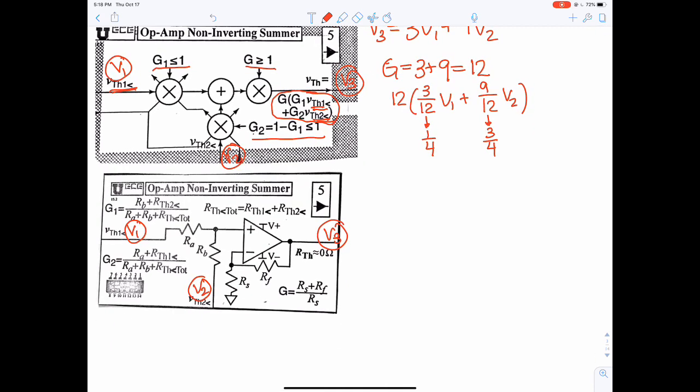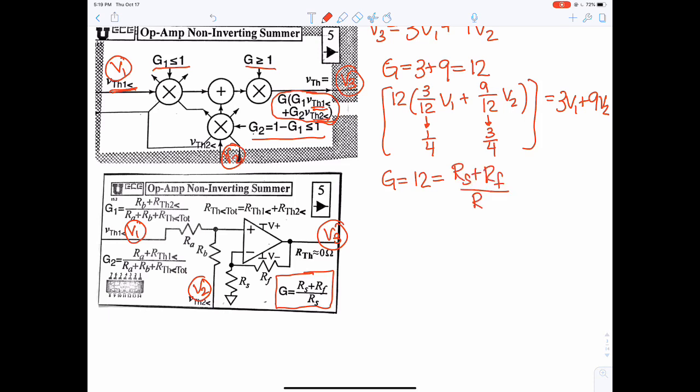So we say, okay, this all multiplied out, yes, this would give 3v1 plus 9v2. So then we look at how we would design this, is that the G equal to 12. We go back to this card and we see the equation for G. That's RS plus RF over RS.